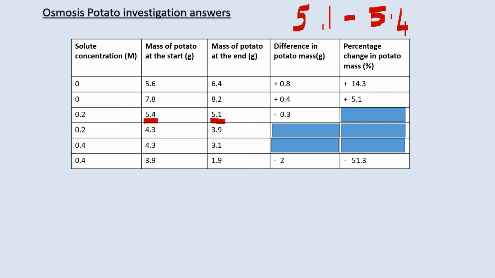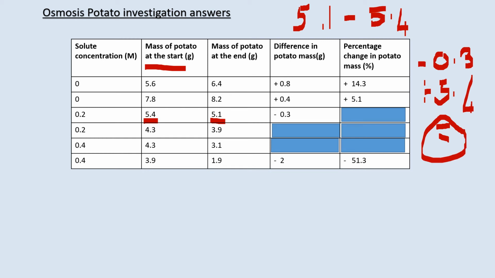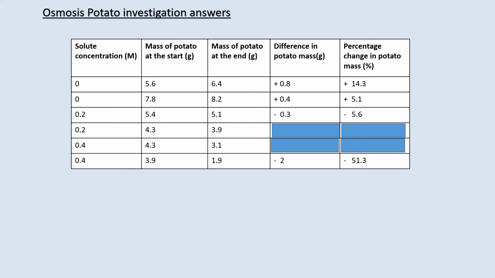So in your calculator you put minus 0.3. We're going to divide it by our mass at the start, our original, which is 5.4. We're going to press our equals button. Remember that equals button, important. And then we're going to times it by 100 to make it into a percentage. And remember it's going to be a negative. So for this we should have got minus 5.6. Right, so for the next one we've got 3.9.